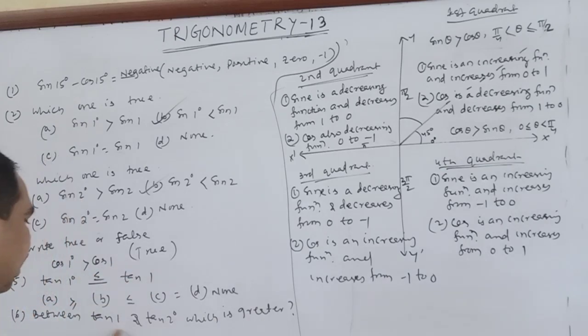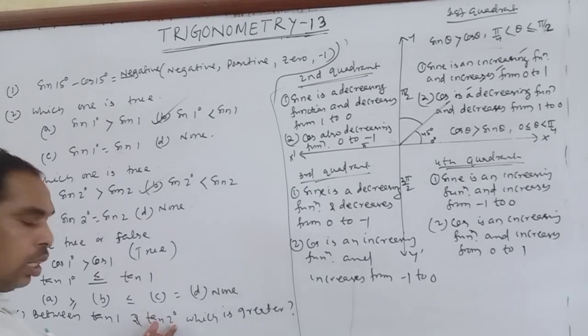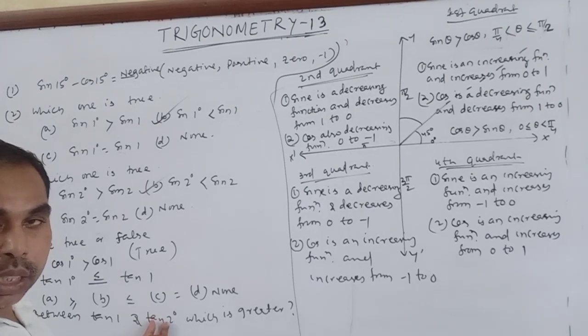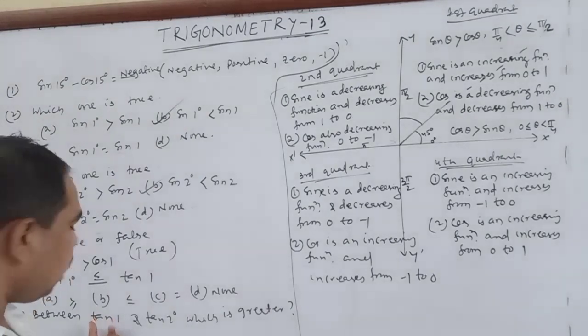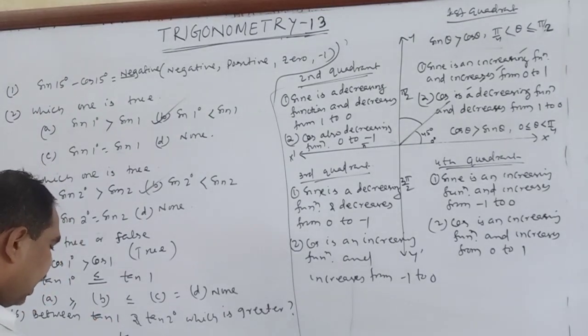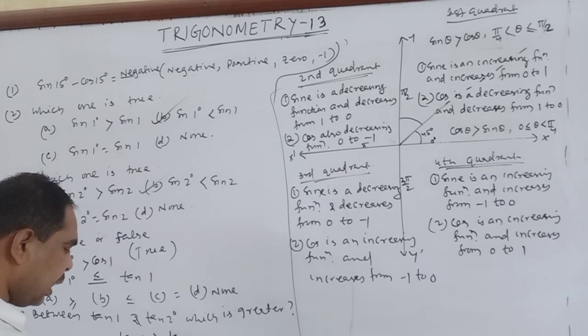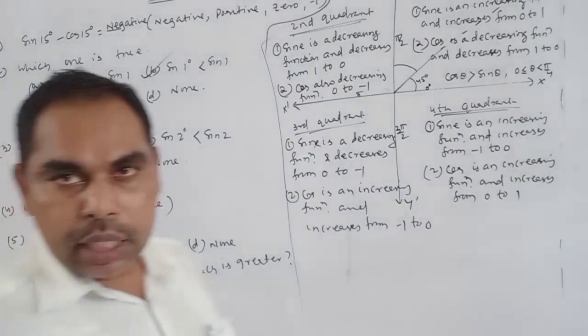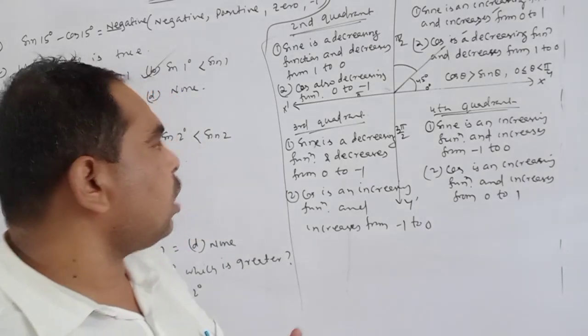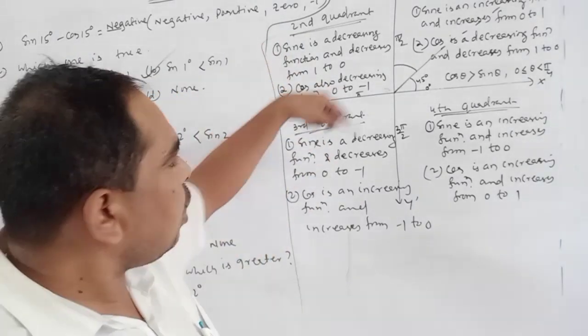Between tan 1 and tan 2 degree, which is greater? Tan 2 degree is nearly 0, but tan 1 is nearly root 3. So tan 1 is greater than tan 2 degree. Okay, in the next class again we will discuss this table.